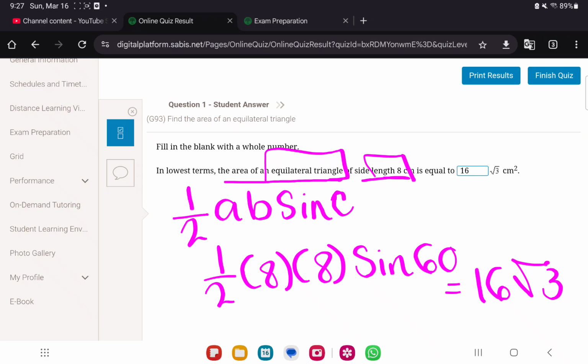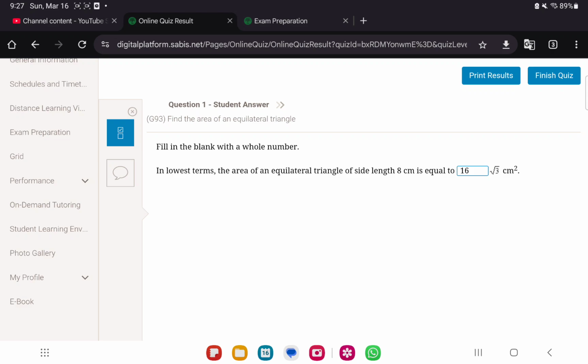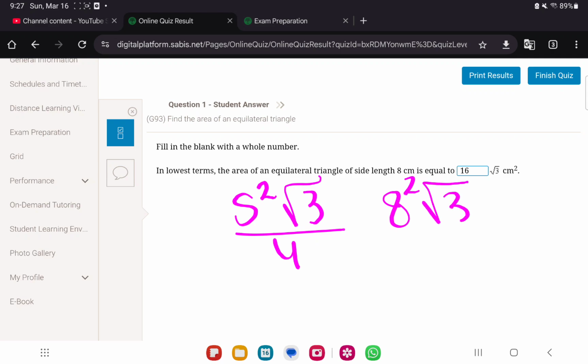That's the general rule everyone should know, okay? Because I don't know if in written parts they accept the other rule, okay? Now, the other rule that everyone loves using, because it's so simple, is side squared radical 3 over 4. So whatever your side length is, you just put it. So for example, here we have 8. So 8 squared times radical 3 over 4. Do it on your calculator, you get 16 radical 3 also.